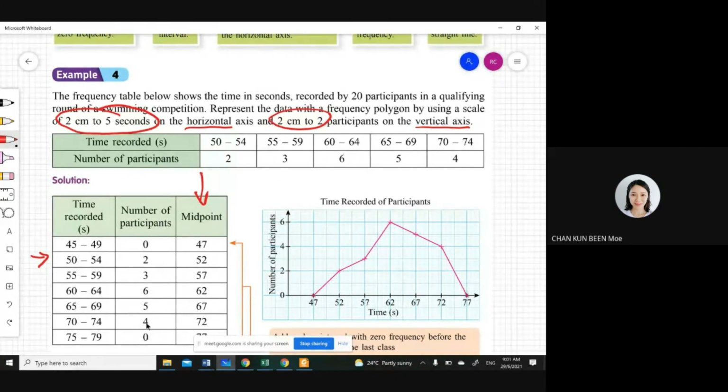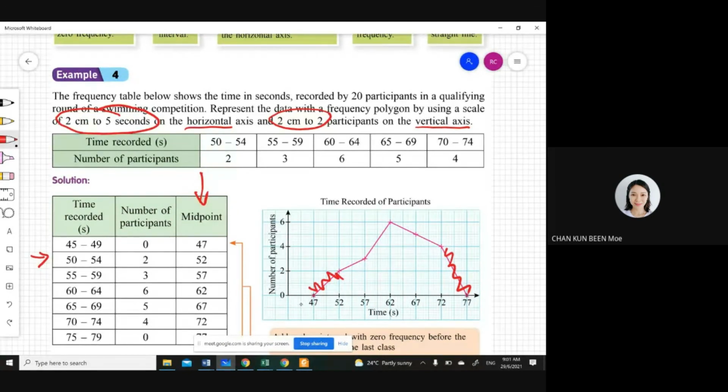And then remember, we have to add one class before it with 0 frequency and one class after it. That's why you can see the 0 over here. These two classes don't appear in what is given in the question. See, the maximum is 70 to 74. So you have to add these two classes so that you can plot the 0 midpoints, so that your frequency polygon is not hanging like this. If it is hanging, you get 0 marks, okay?